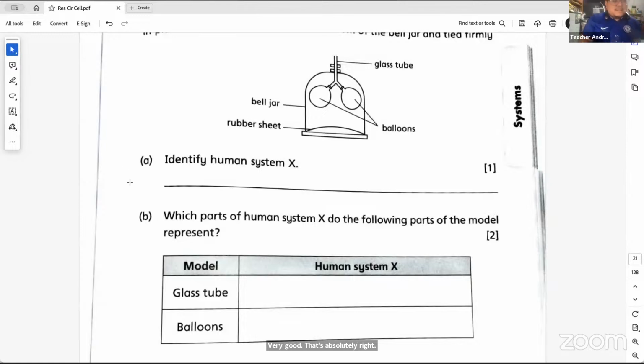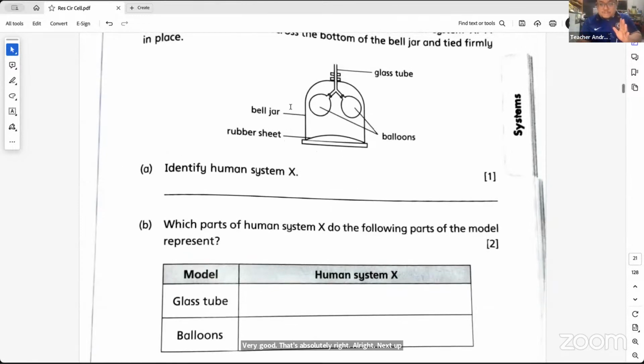All right. Next up. What does the bell jar represent? Anyone? Yes, come. The bell jar represents the chest. Yes, the bell jar represents the chest or rib cage, depending on the question you are answering. Last one. The rubber sheet you see below, what does it represent? Diaphragm muscles. Very good. Thank you very much.